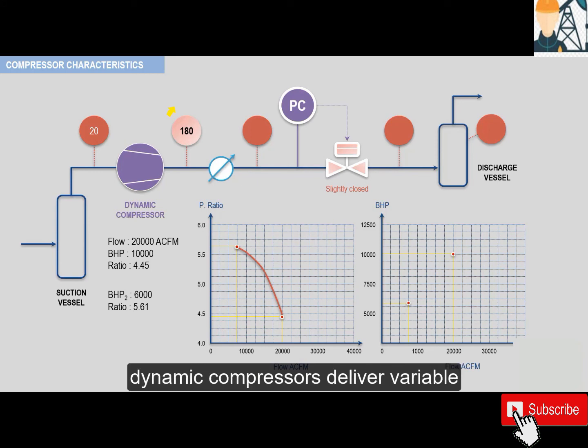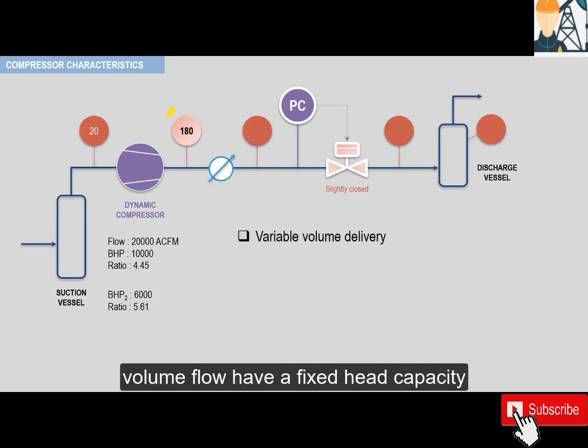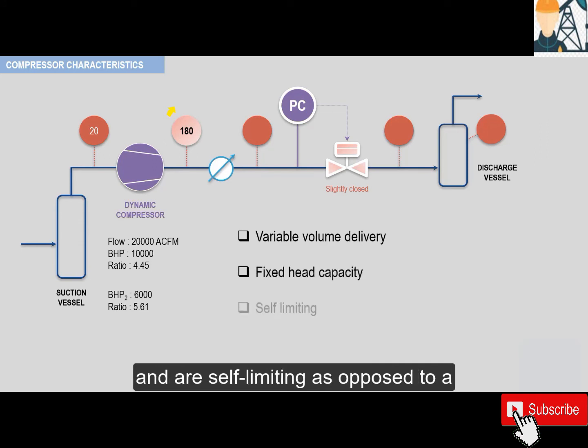Dynamic compressors deliver variable volume flow, have a fixed head capacity, and are self-limiting. As opposed to a positive displacement compressor, the dynamic compressor is self-limiting and does not require a relief valve to protect the compressor and driver. The next figure summarizes the characteristics of positive displacement and dynamic compressors by presenting their typical performance curves.